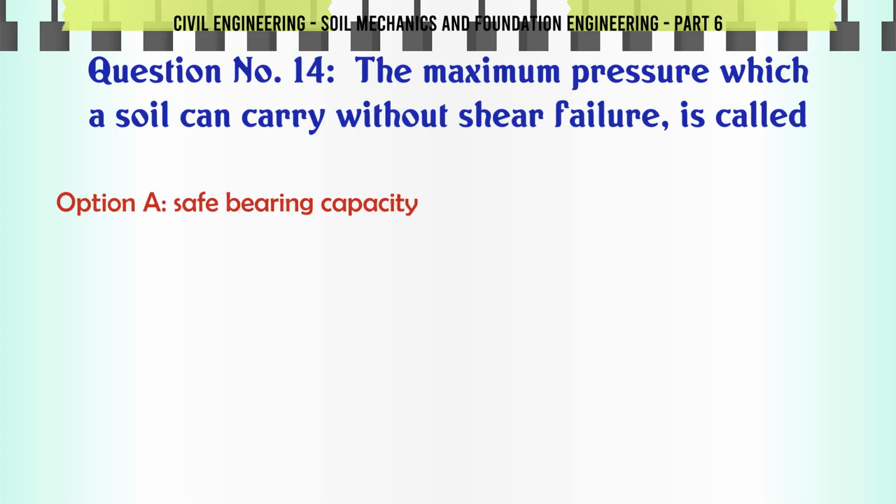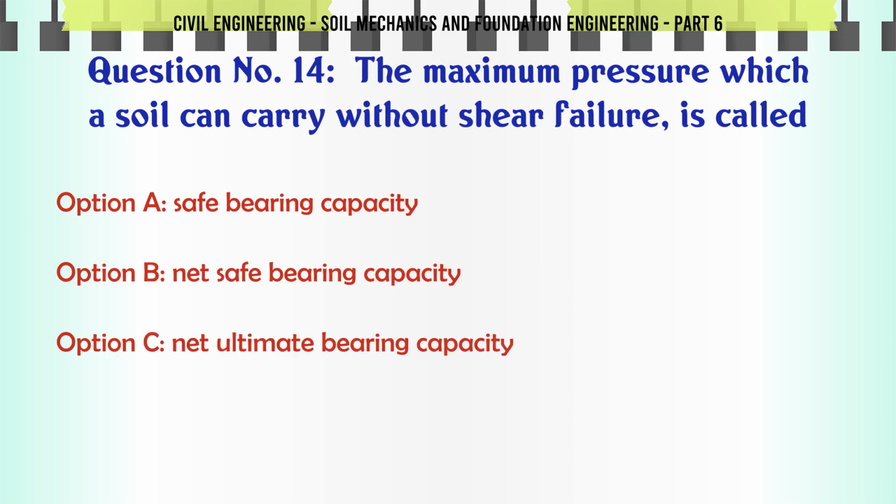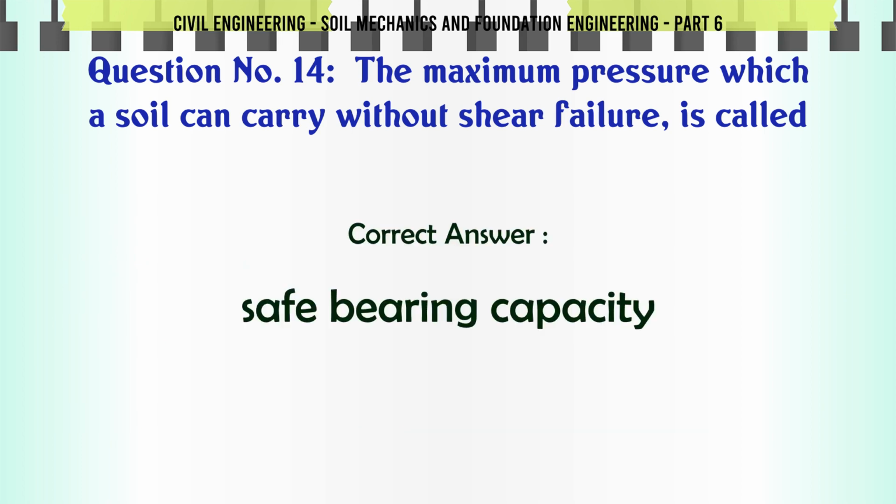The maximum pressure which a soil can carry without shear failure is called A. Safe bearing capacity. B. Net safe bearing capacity. C. Net ultimate bearing capacity. D. Ultimate bearing capacity. The correct answer is safe bearing capacity.